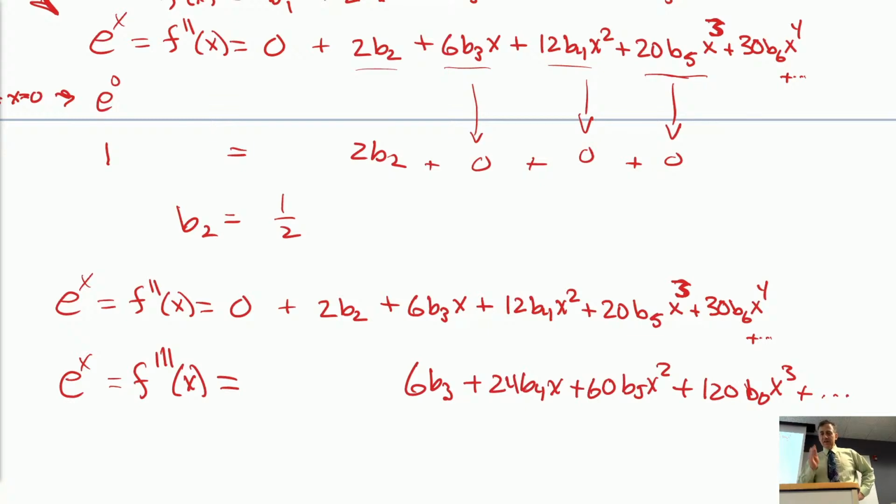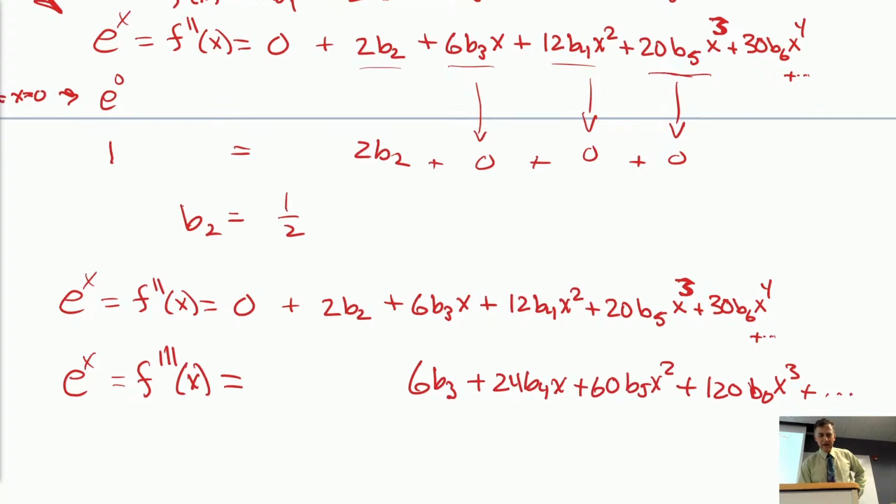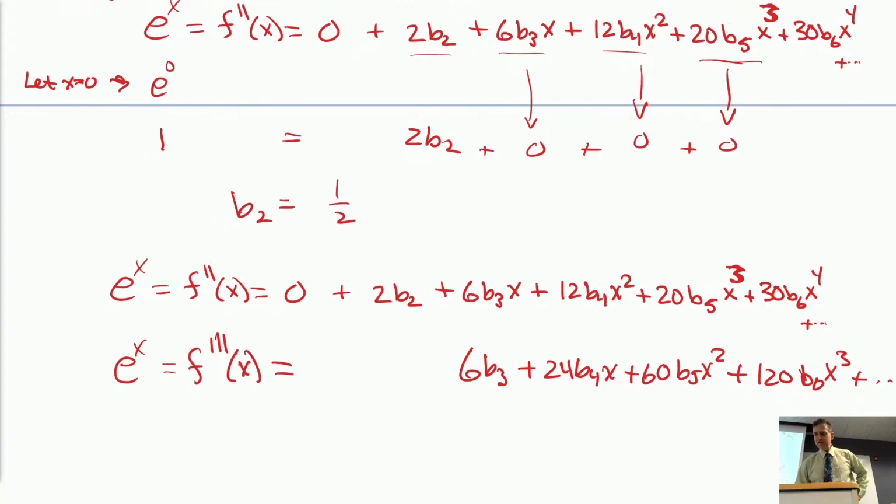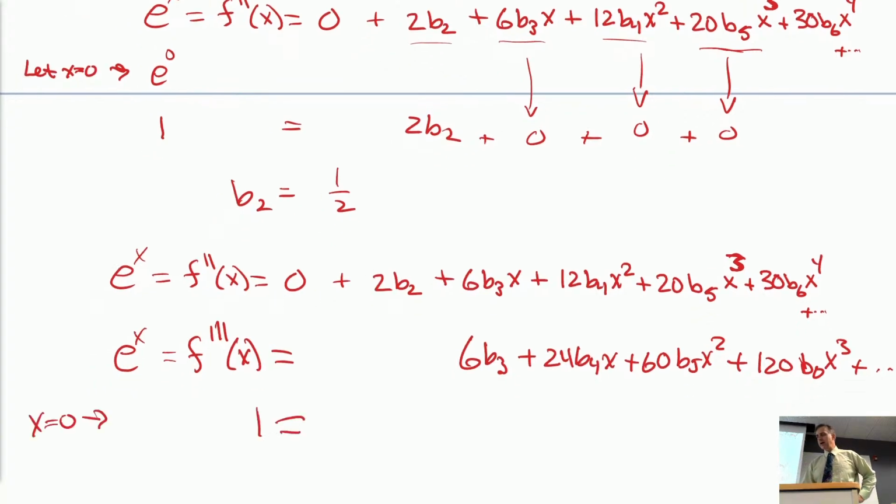And now, using that, I want to know what b3 is. So you're going to let x equal 0 and plug this in. I'll do the left-hand side. So what's the right-hand side? Nolan, what's the right-hand side when you plug x equals 0 into the right-hand side there? 6b3. 6b3. Very nice. And then, Gavin, what is b3? 1/6. It is 1/6. That's amazing.